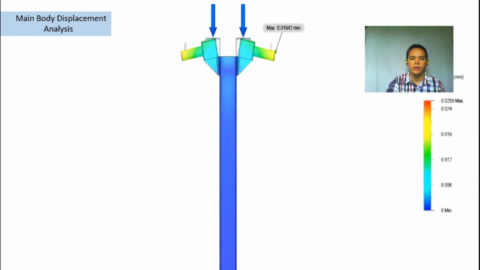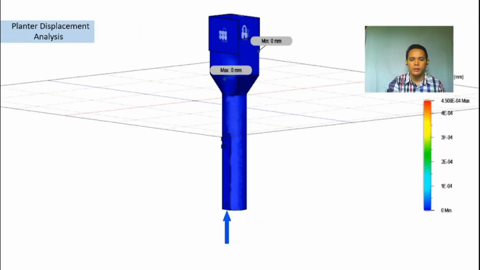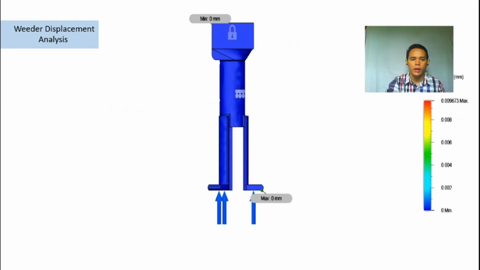So we go to the main body displacement analysis. We can look here, the handle is moved downward. Then we go to the feeder displacement analysis. The feeder is moved to the right. Then we go to the planter displacement analysis also. They have the bag in the upper body.